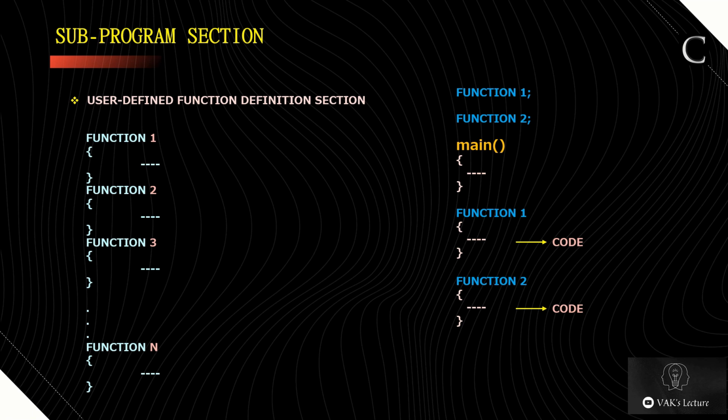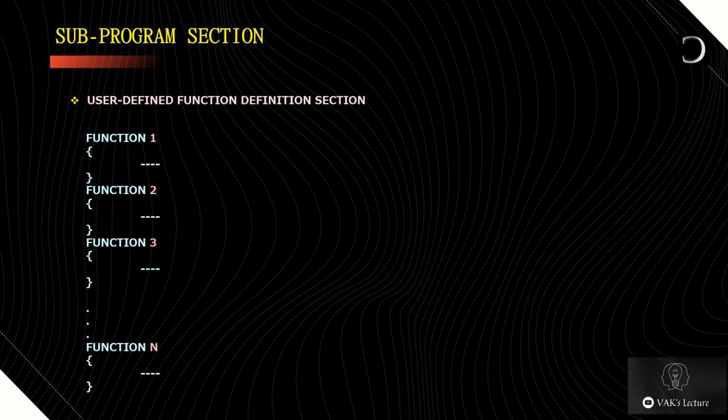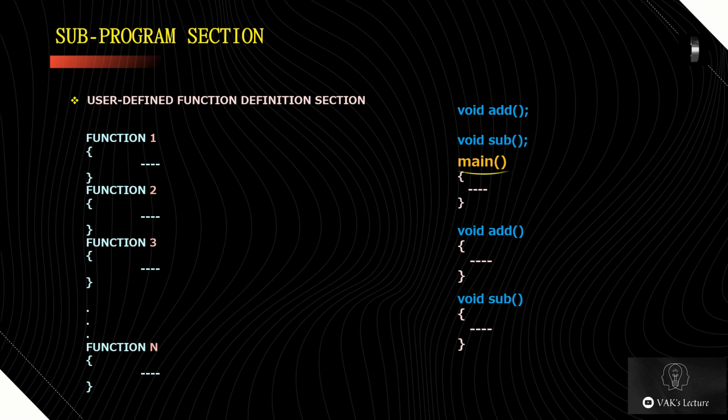And every C compiler starts its execution from the main function onwards. That means the C compiler follows a top-down approach. We will discuss this top-down approach very clearly in our coming sessions. And here the top function is the main function, and the down functions are add and sub functions, which are called user-defined functions. Every time the compiler starts its execution from the main function onwards.